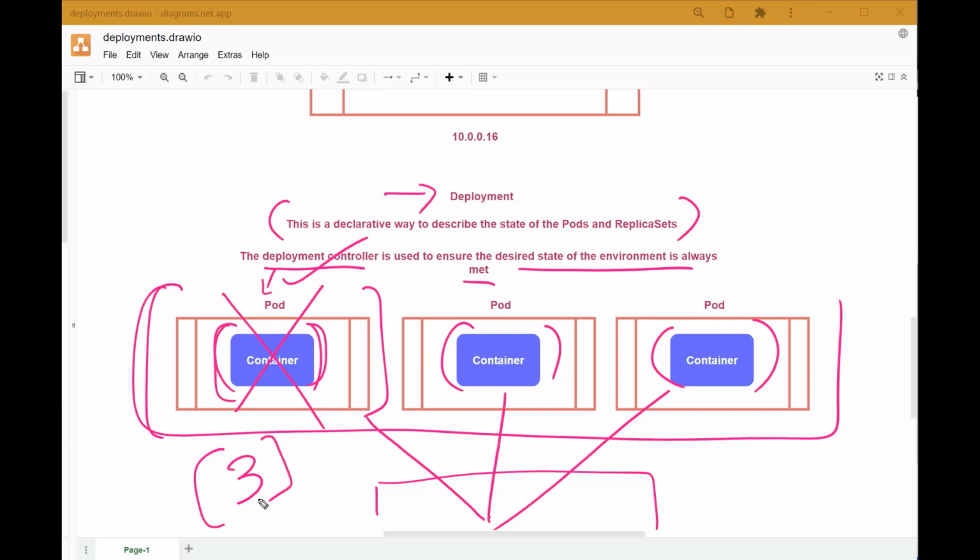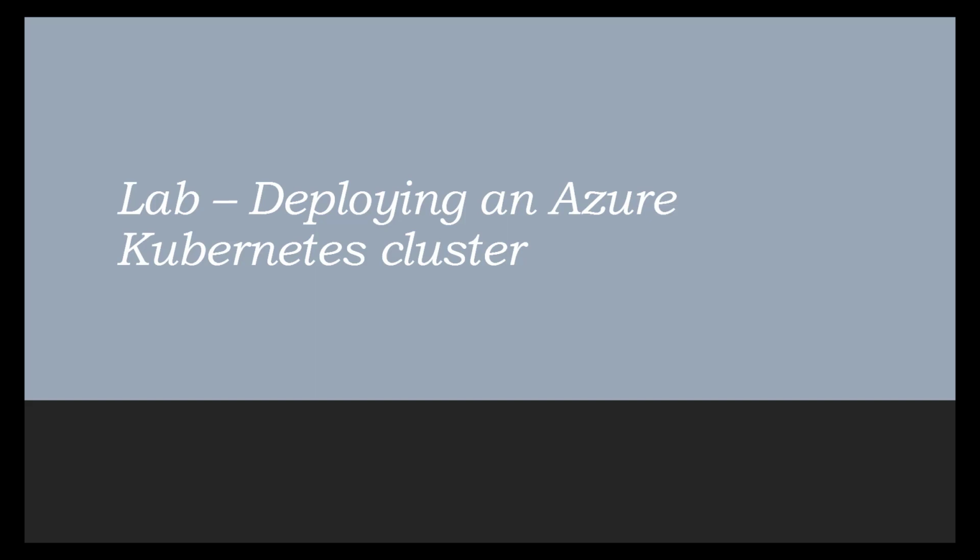The deployment controller is used to ensure that the desired state of the environment is always met. And over here, if you mention the desired state of the environment to be 3, it will always ensure that 3 pods are running.